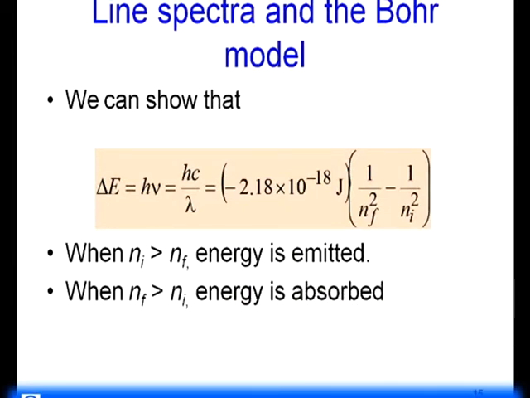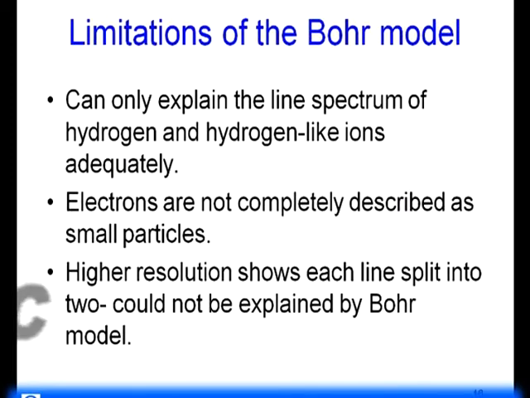And he was able to show, I have already shown this equation, that it is equal to the Rydberg constant expressed in joules multiplied by (1/nf² − 1/ni²), because energy is generally expressed in joules. When ni is greater than nf, then energy is emitted because the initial state is at a higher energy level than the final energy level. If it is the reverse, then energy is absorbed to go to the final energy level.